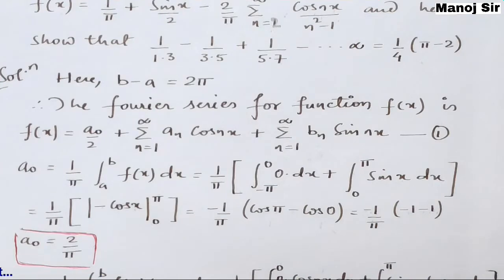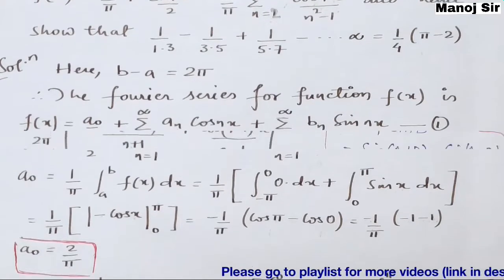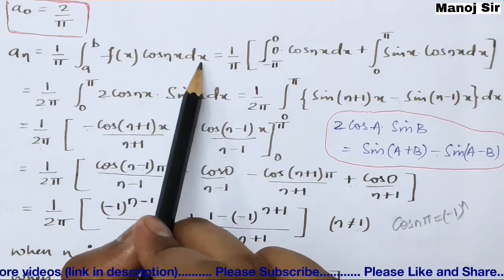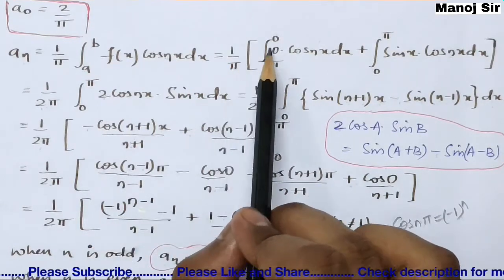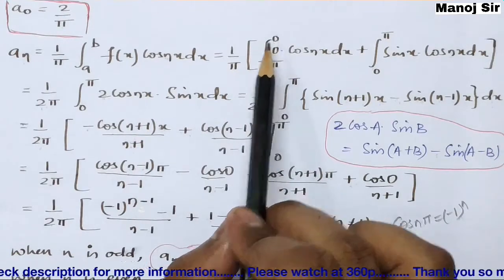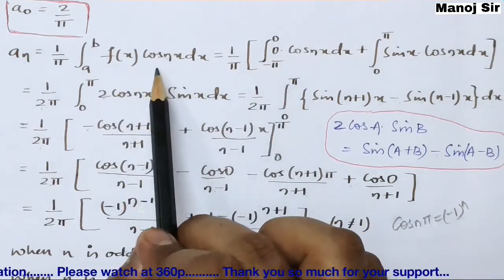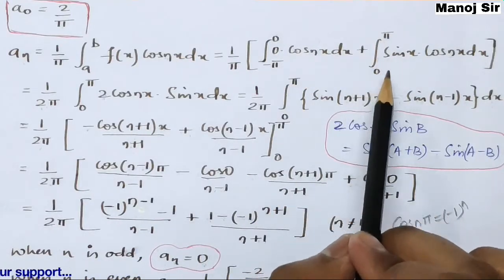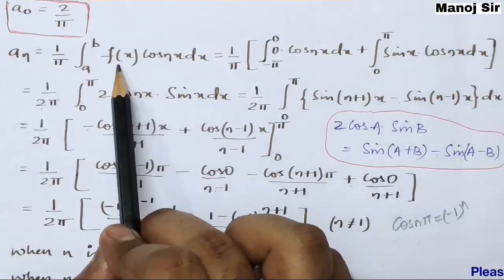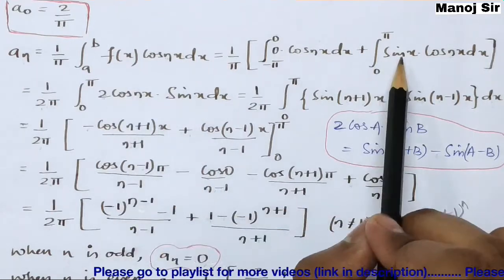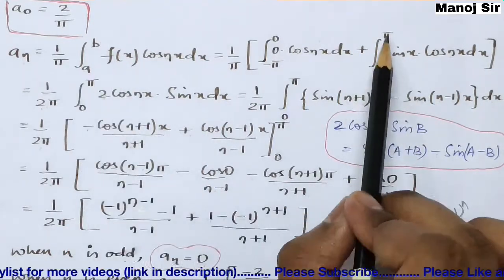After this we will find what is an. Let us find an by the help of Euler's formula. An equals 1 upon pi integration a to b f of x cos nx dx. Again, 1 upon pi integration minus pi to 0, where the function is 0, so 0 into cos nx dx, plus integration 0 to pi. When the limit is from 0 to pi, the function f of x is sin x. This is given in the problem itself.